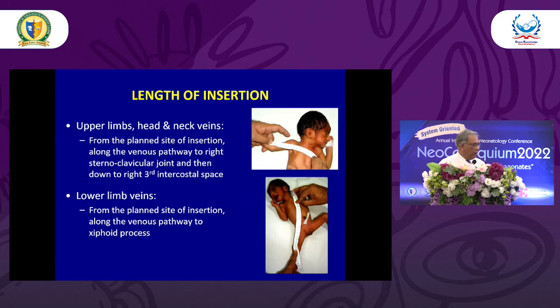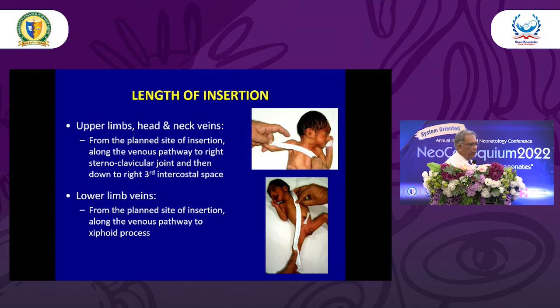This is how it is measured. If we use an upper limb, from the site of insertion along the path of the vein to the sternoclavicular joint, and then down to the third intercostal space.